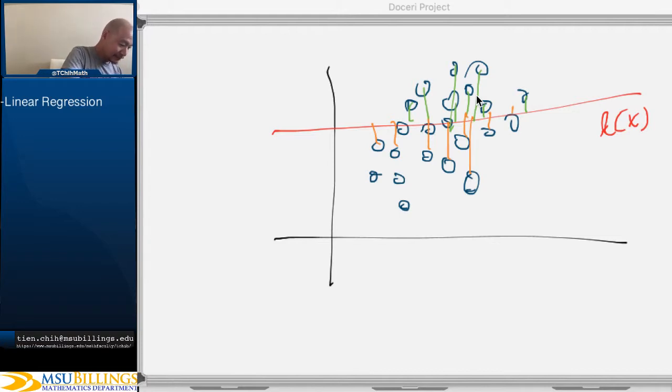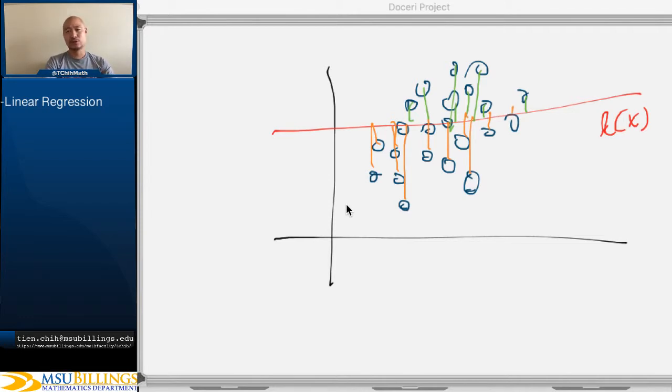For all of these points, I put in their x values, and what the line tells me the y value should be is a lot more than, in many cases, what the y values of these points actually are. And so this is inevitable, right? There's no way I could possibly draw a line where there is no error.